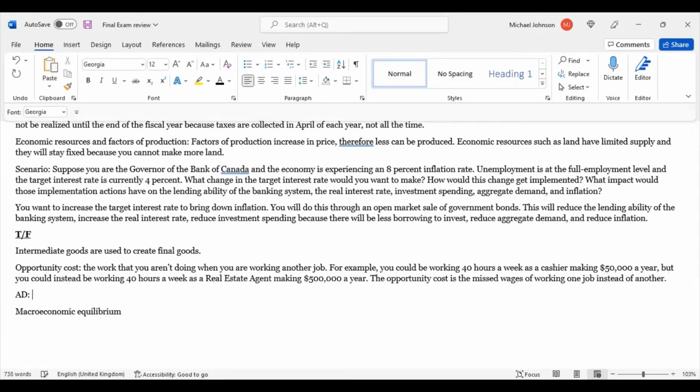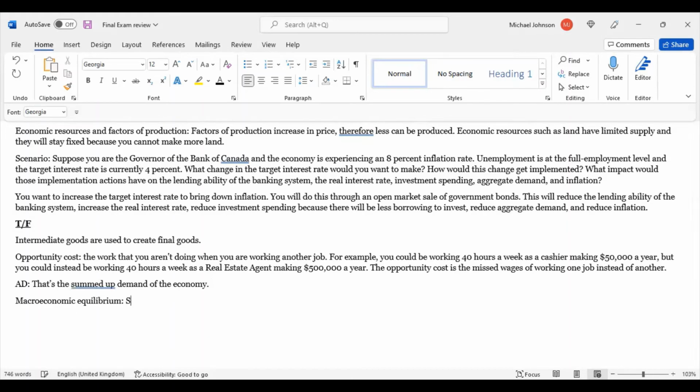Aggregate demand. So that's the sum of demand of the economy. Macroeconomic equilibrium is when supply and demand are equal.